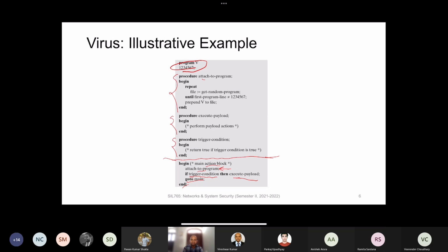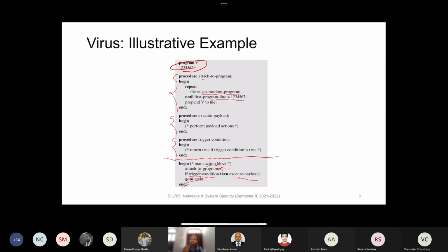Okay, so there is already some program which is running, and this code will become part of that program. Okay, so what will this attach to program do? It will go to a program. In this case, get random program, but you can also specifically target a certain program, and then see whether this program has already been infected or not.